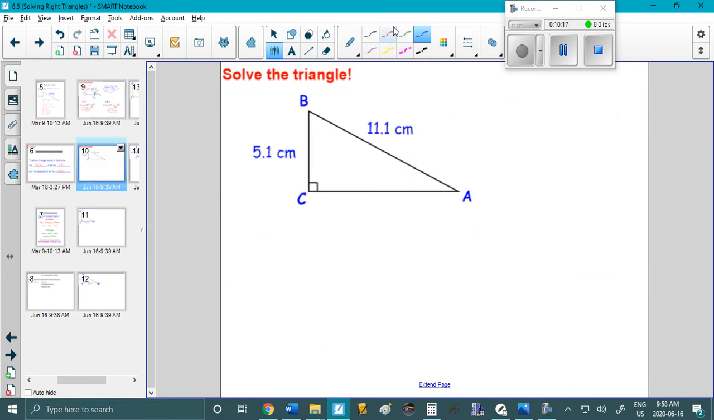All right, solve the triangle. So first, let's find angle A. You could find side B first by doing the Pythagorean Theorem, and that would make sense. There's no problem doing that. If we're going to find angle A, this is the opposite. This is the hypotenuse. O and H is sine, so sine A equals 5.1 over 11.1.